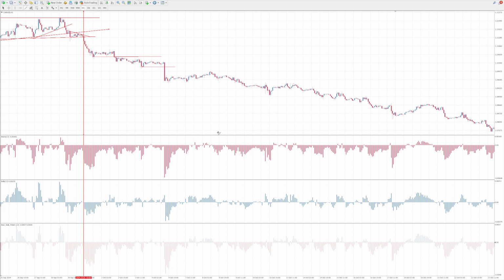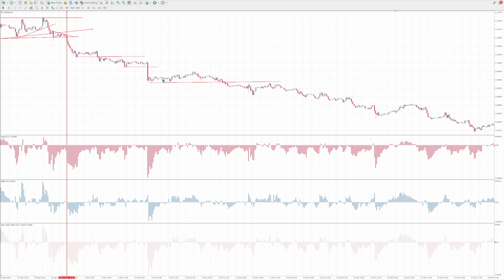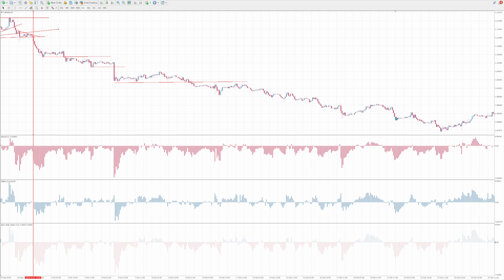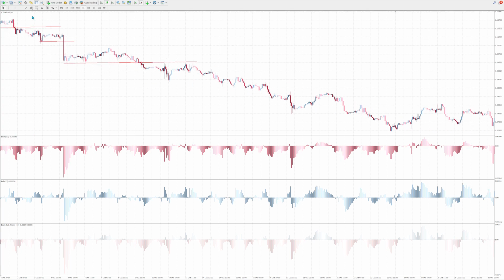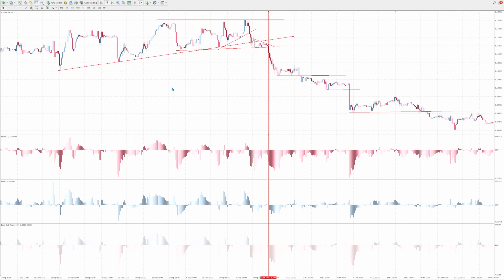Then again, wait for the pullback, draw your support. That support then becomes resistance, and you could still be getting in this trend even down here. Ideally, you want to get in as early as possible. You don't want to sell at the low, but there are ample opportunities on the pullbacks throughout this trend to re-enter or to enter if you haven't taken a trade, but still trying to avoid selling at the low. You want to get in ideally around here somewhere.